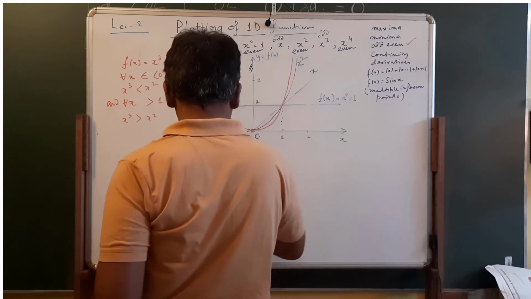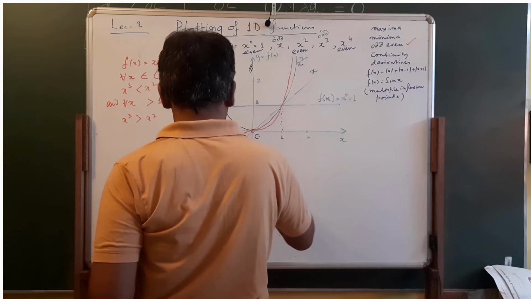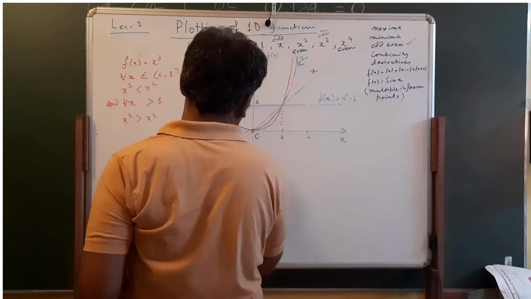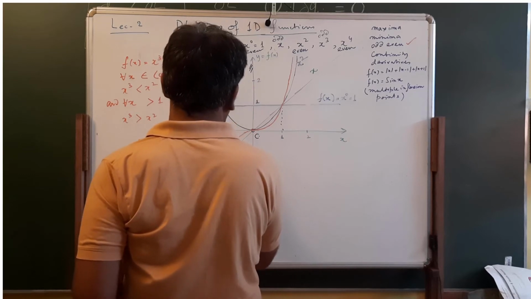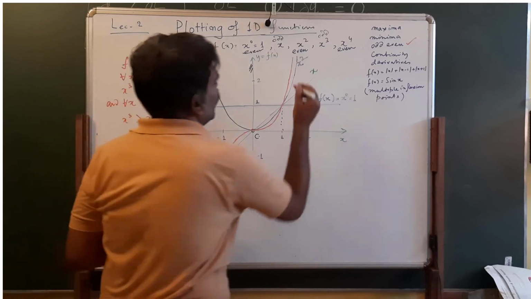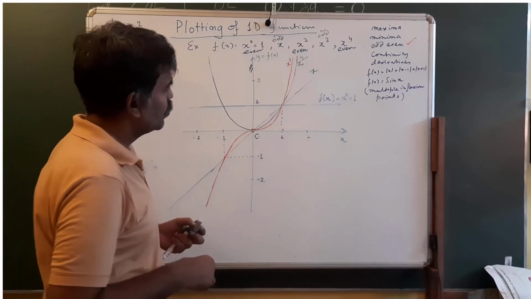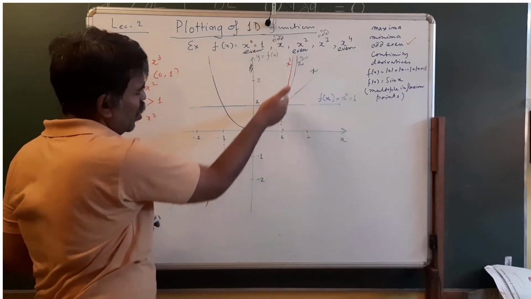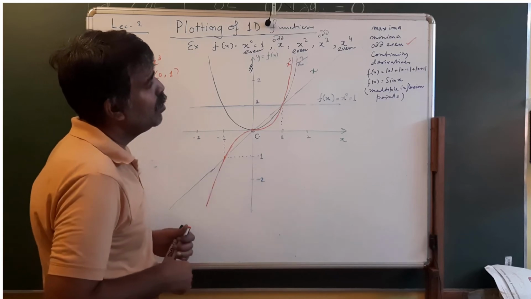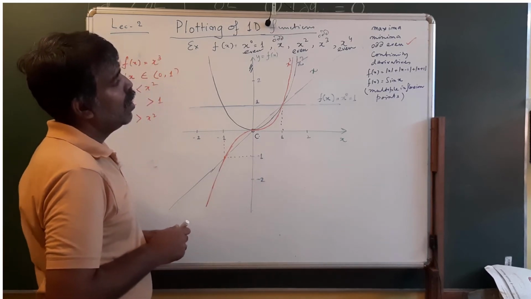Right? So, a schematic diagram. This is the -1 point, and it will cut here. This is x cubed. See, this is the odd function. It cuts here. Let me go into this point of inflection a little bit also.